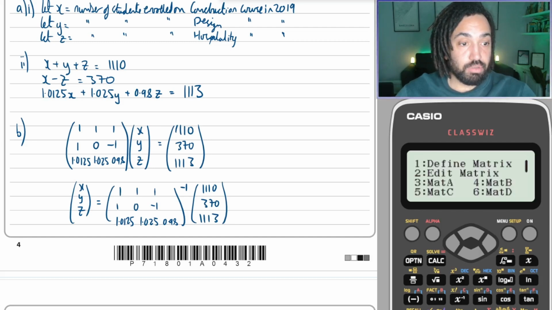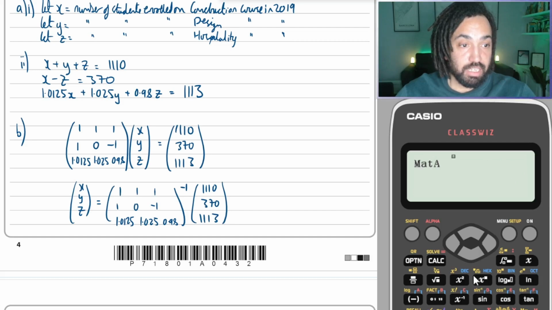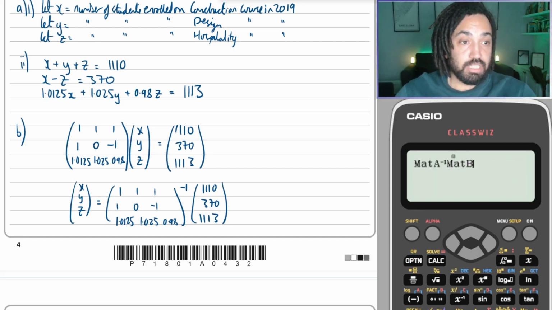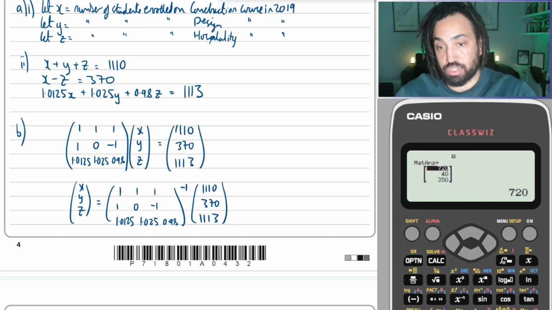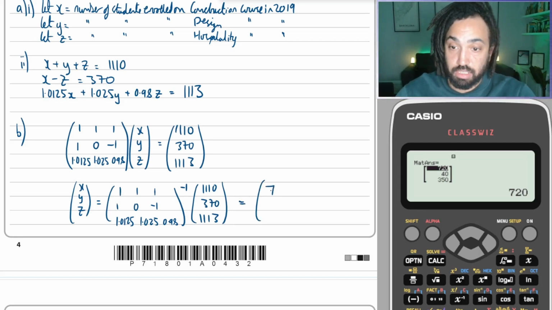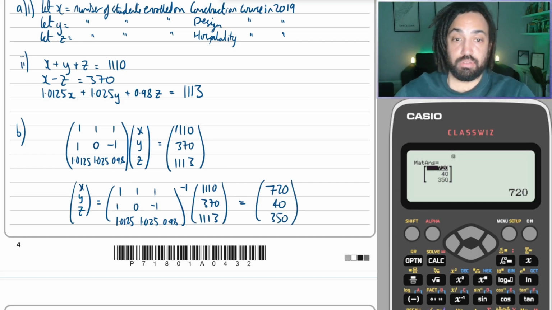Okay, right, once we've done that, we can press AC, and then we can press options, and I want to print out matrix A, but I want the inverse of it, so I press this button here, x to the minus 1. And then I want to multiply that by matrix B. So I press option and then matrix B, and then I press equals. And bosh, there's our solution. So that's all good. 720, 40, and 350. Beautiful. Job done.